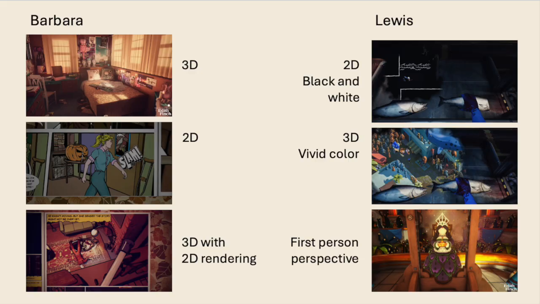Also, Lewis's story moves from 2-dimensional to 3-dimensional visuals, from black and white to vivid color, and from a third-person to a first-person perspective. Through montage-like transitions between multiple scenes, this sequence powerfully and immersively conveys Lewis's daydream-like state and psychological descent.